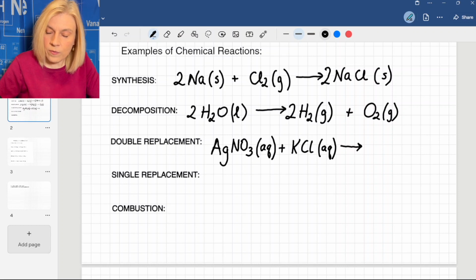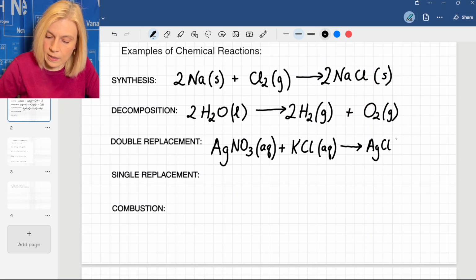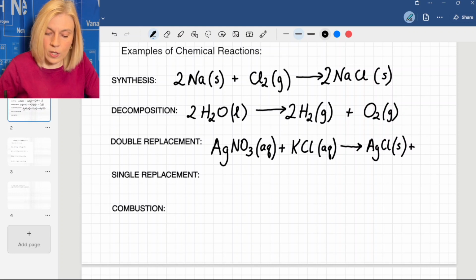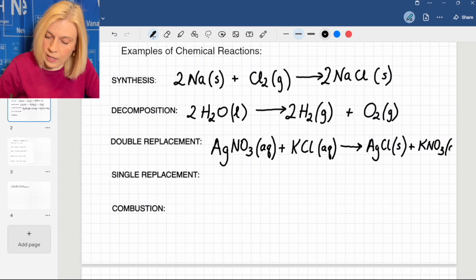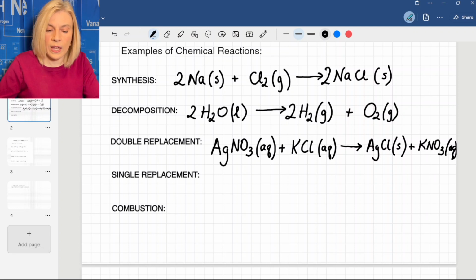And now the 2 cations will switch places. So we will get silver chloride. This will be my solid. And then we're going to get potassium nitrate, and this will be aqueous. So it's just an example of a double replacement reaction.